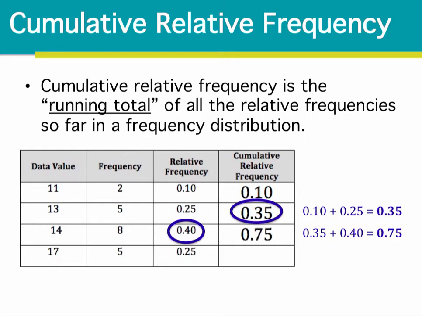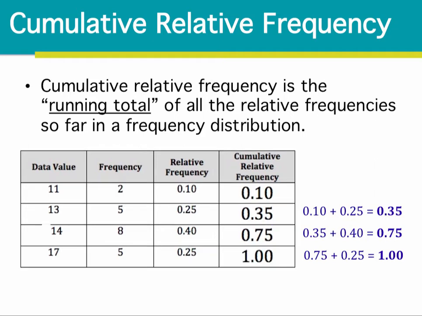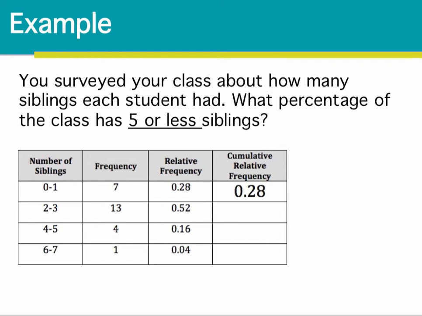We're going to do the exact same thing for the next row. Add 0.75 to the next relative frequency for the data value for 17. 0.75 plus 0.25 is equal to 1. And for all cumulative relative frequencies, they should always add up to 1 when you get to the last data value. So let's look at an example.